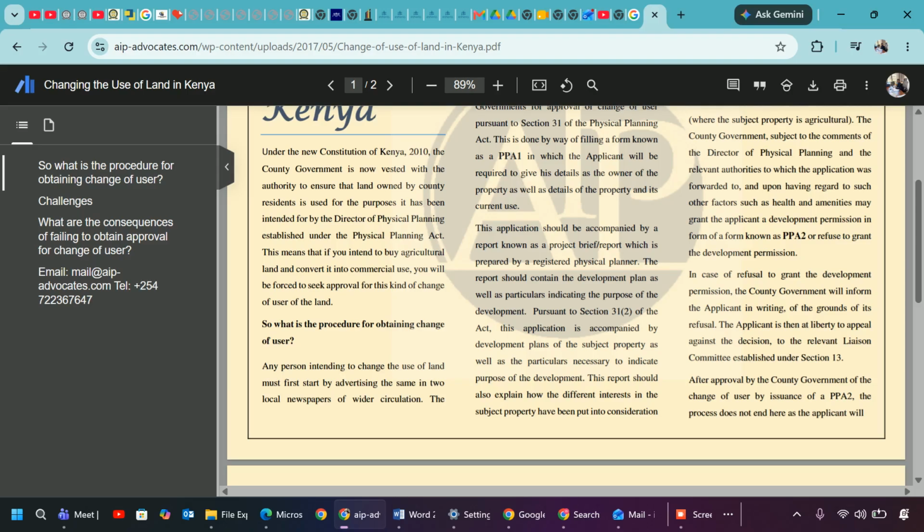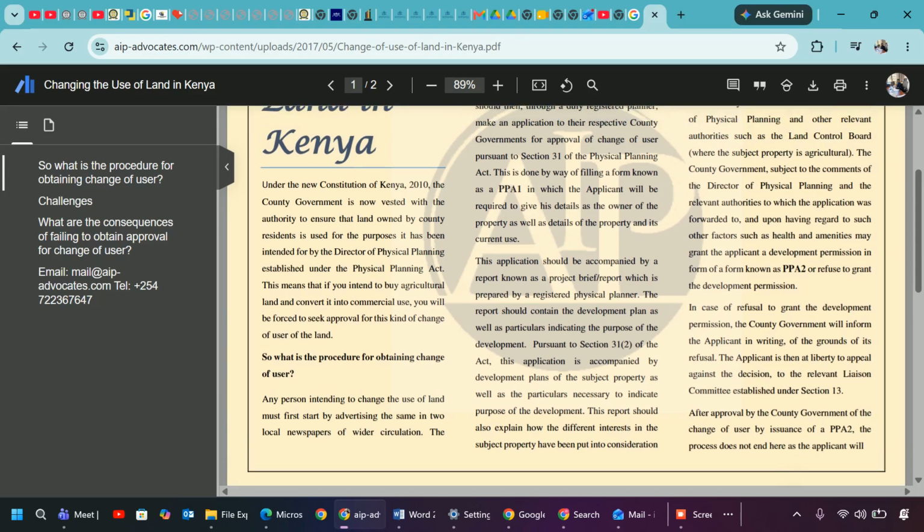So we can say that the earlier blog had omitted a report known as the project brief or report, because this project brief was prepared by a registered physical planner, and it is the one that contains the development plan as well as particulars indicating the purpose of the development. And in the previous blog, it also omitted the form known as PPA1 and its contents.